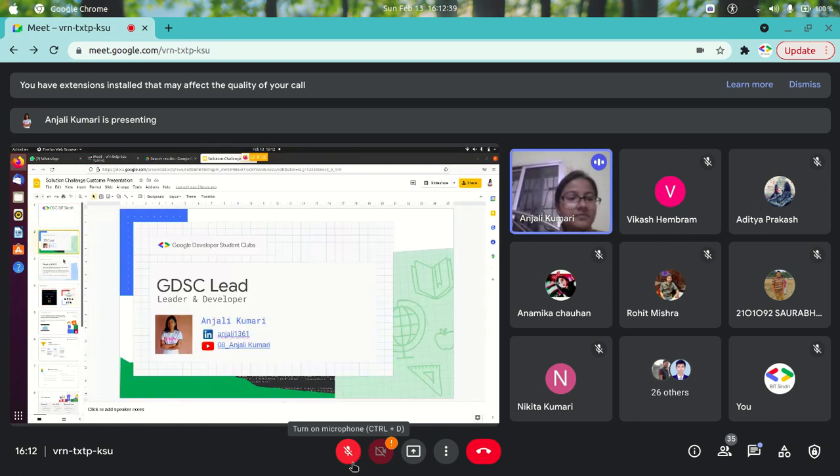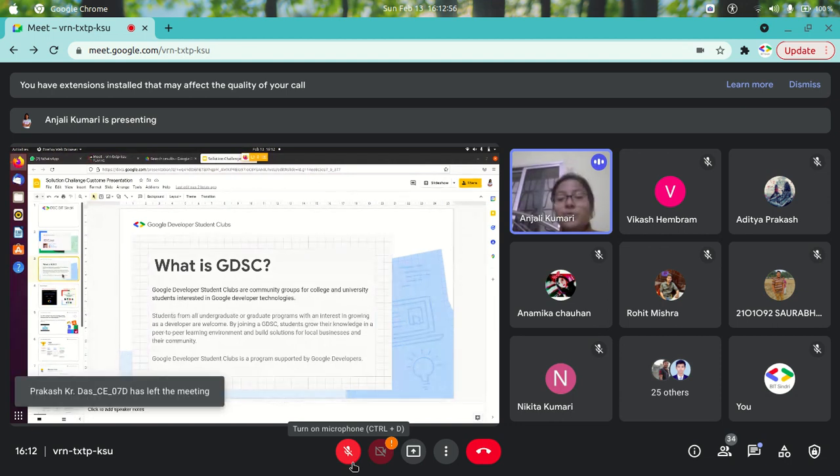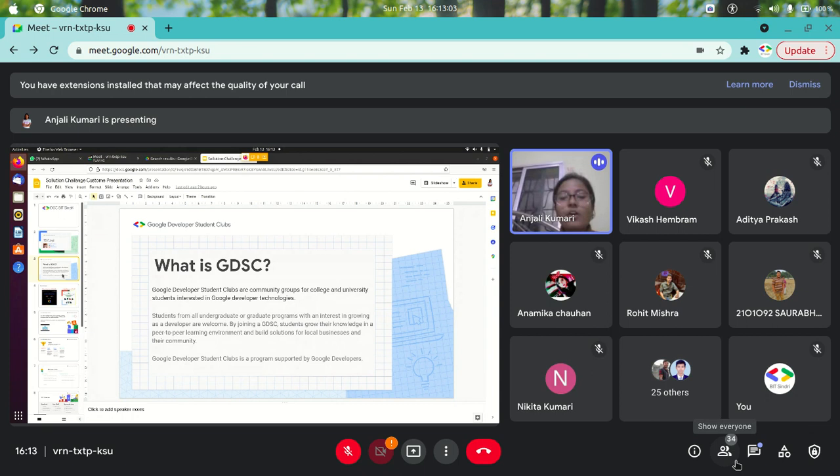Google Developer Student Clubs are community groups for college and university students interested in Google developer technologies. Being monitored by GDSC Global, Google Developer Student Club is established among 106 countries all over the globe, and it has 1,250 plus communities established till now.